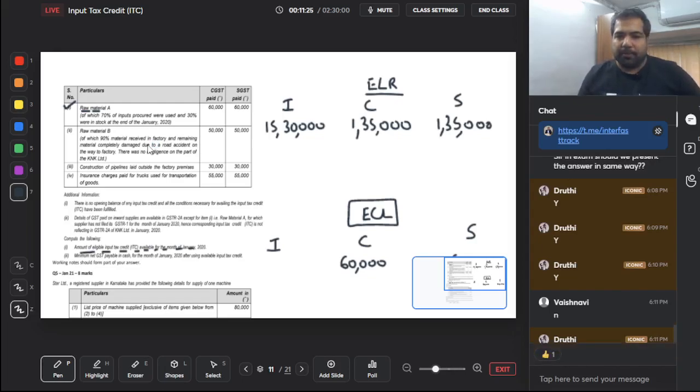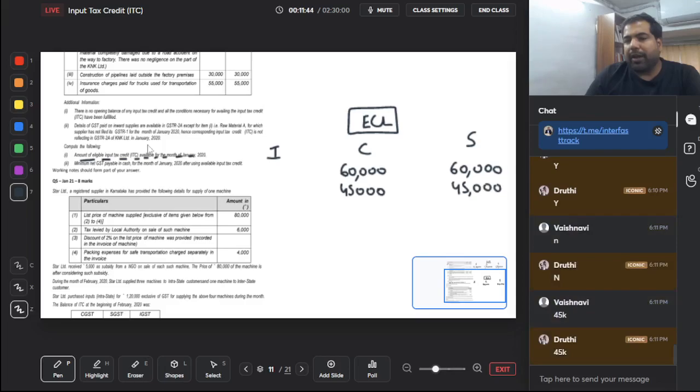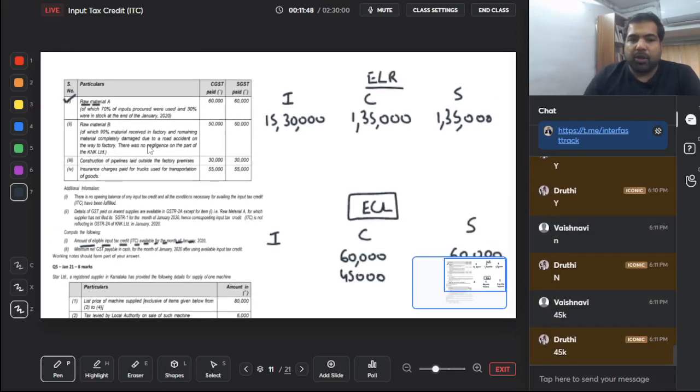Next, raw material B. Out of which 90% material was received in the factory and the remaining material completely damaged due to a road accident on the way to the factory. So out of 50,000, guys, 90% only you will get. So you will only get 45,000, and you will write a working note that as per section 17(5)(h), you will not get credit on that remaining 10%.